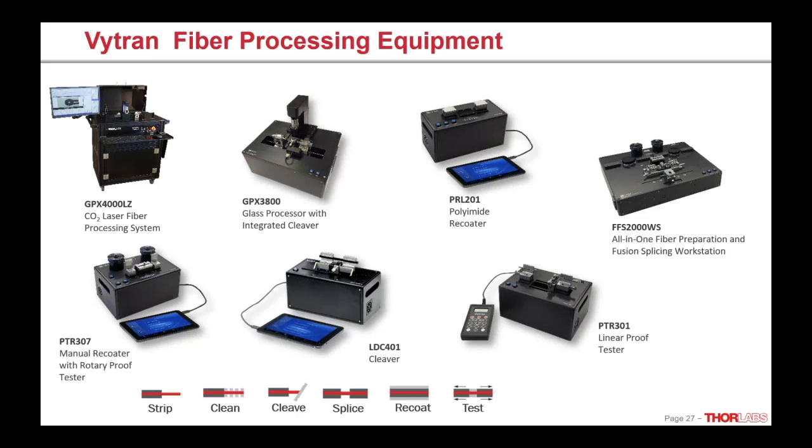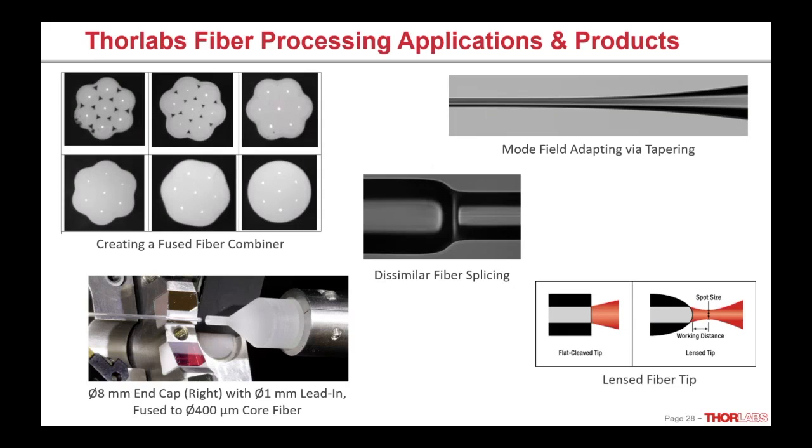We have a full line through our Vytran office of what we call fiber processing equipment. So these would be like cleavers, splicers, and all sorts of other different ways to manipulate the fiber. And in addition to selling the equipment so that you can do it yourself, we also sell a line of products made with these fiber processing equipment, fusing fibers together, making a ball lens on the ends of the fiber, and a lot of other really neat applications.